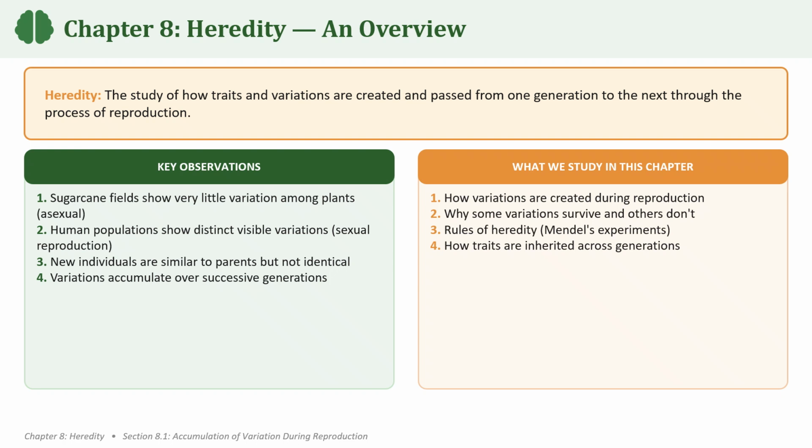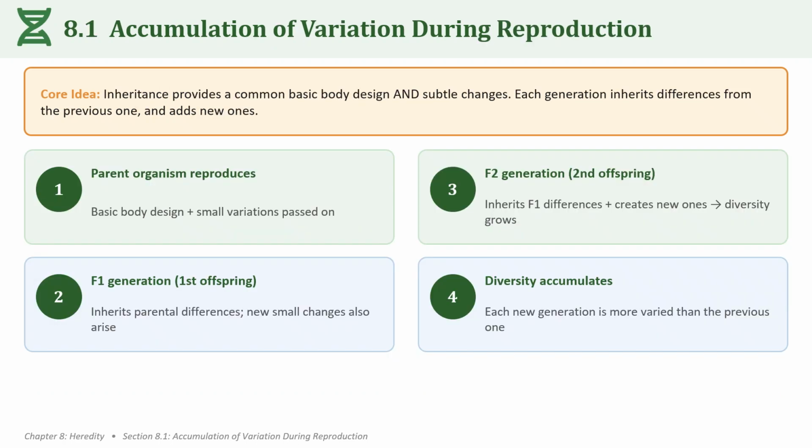So here, given what we study in this chapter, we are going to study how variations are created during reproduction, why some variations survive and others don't, and some rules of heredity, and also how these traits are inherited across generations. So let's start with the accumulation of variation during reproduction. So what is this core idea? Inheritance provides a common basic body design and also subtle changes. Each generation inherits the differences from the parents, that is the previous one, and also adds new ones.